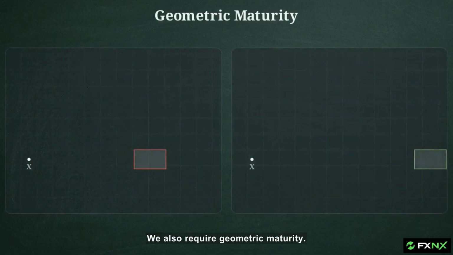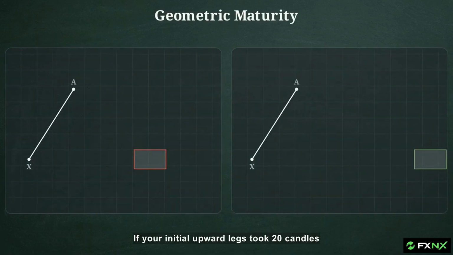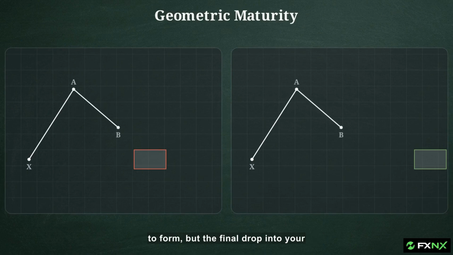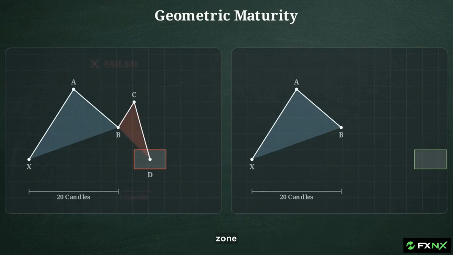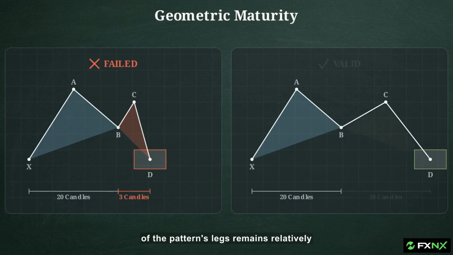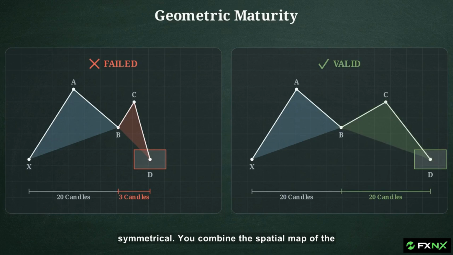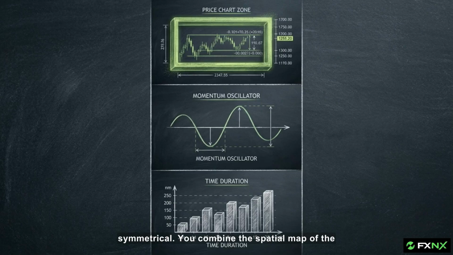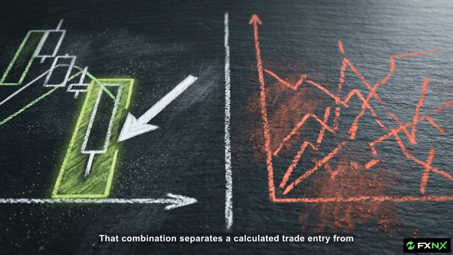We also require geometric maturity. If your initial upward legs took 20 candles to form, but the final drop into your zone took only 3, the timing is broken. A valid setup demands that the chronological timing of the pattern's legs remains relatively symmetrical. You combine the spatial map of the PRZ with the temporal filters of momentum and time. That combination separates a calculated trade entry from an impulsive trap.